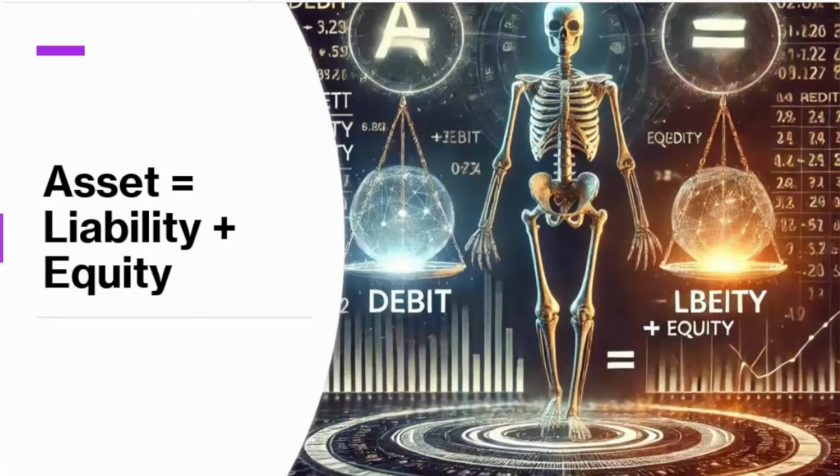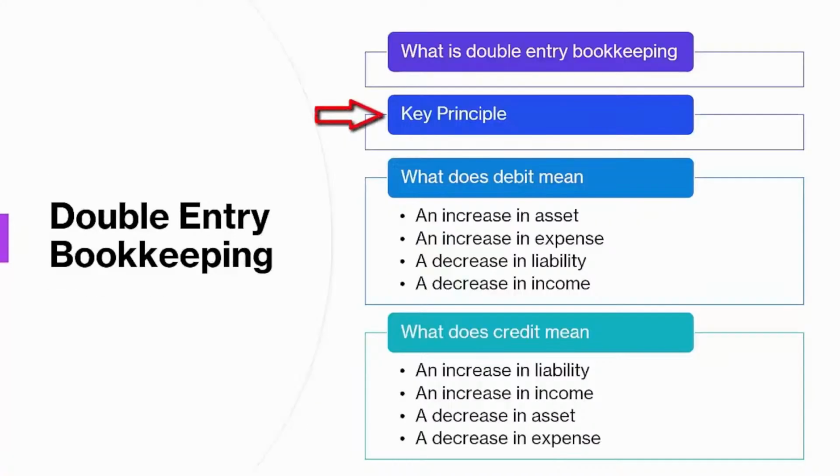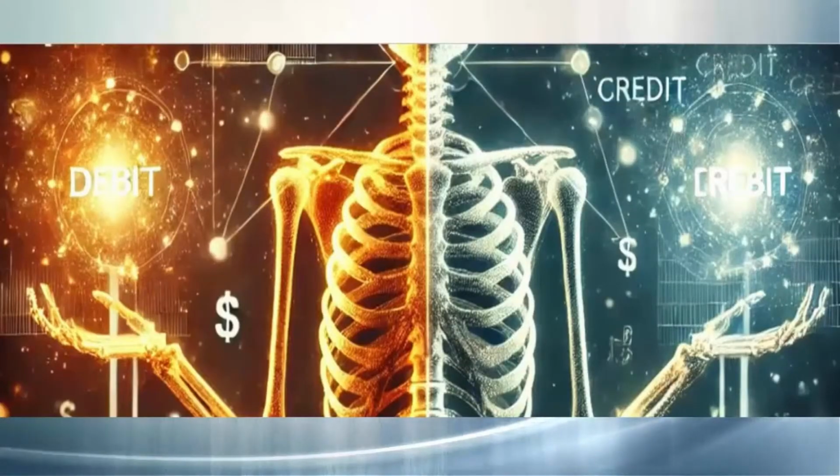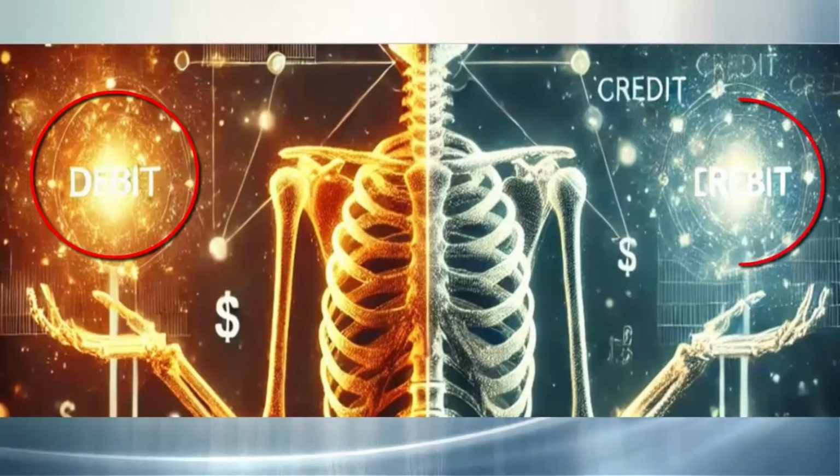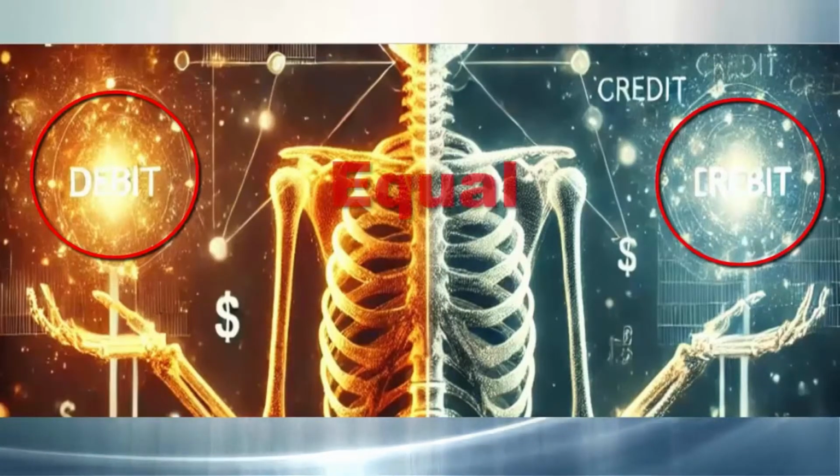Assets equals liabilities plus equity. Key principles of double entry bookkeeping. For every transaction, 1, you'll make at least one debit entry on the left-hand side. 2, you'll also make at least one credit entry on the right-hand side. 3, the total debits and total credits for each transaction will always be equal.